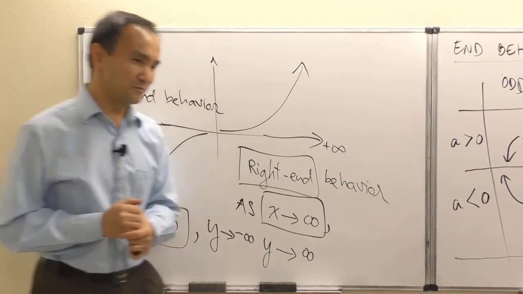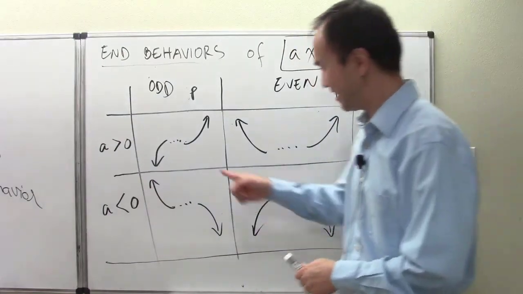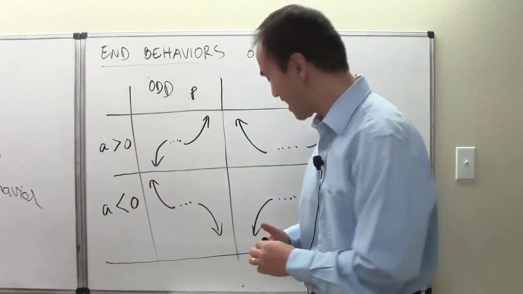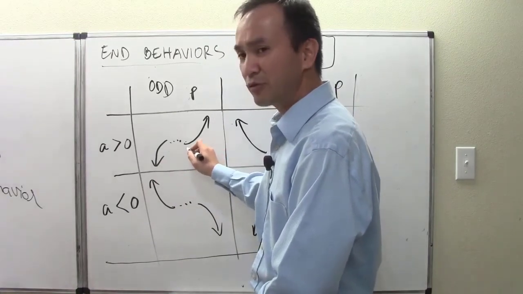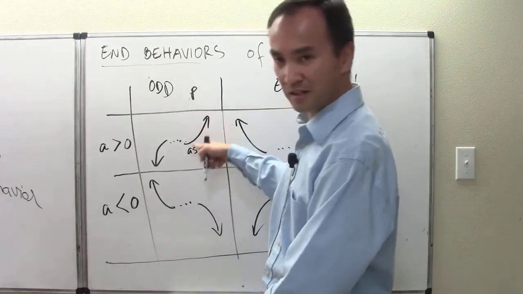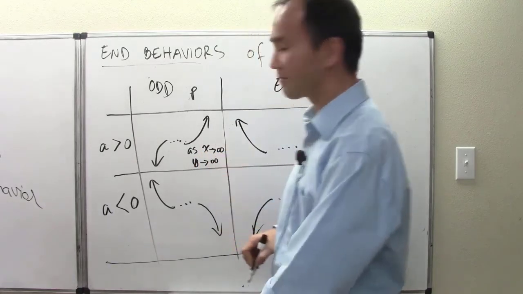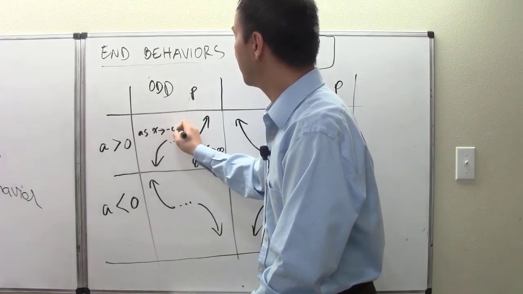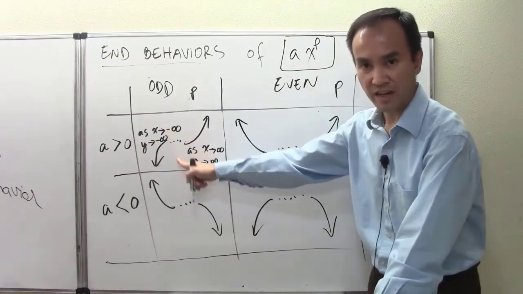Okay, and so after bringing up the arrow notation concept, now you can see in a graph like this, right end and left end, you can formally state it in words. Okay, so as x goes to positive infinity in the shape like this, then y goes to positive infinity, and as x goes to negative infinity, y goes to negative infinity. That's what's happening in this graph right here.